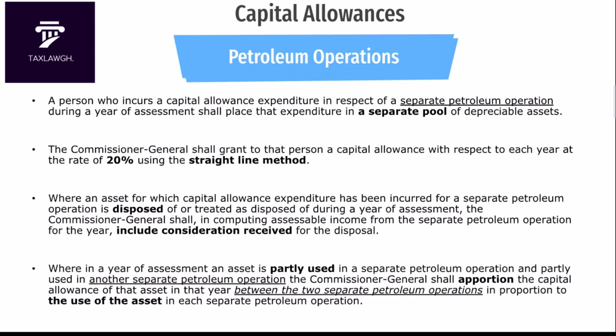Also, we are saying where in a year of assessment an asset is partly used in a separate operation and partly used in another operation, you need to apportion the capital allowance. So if you use a particular machine in oil block A, the same one in oil block B, you need to apportion the capital allowance between this block and this block with respect to the proportion you use in block A and the proportion you use in block B. So if you use it 50-50 in both oil blocks, then you share capital allowance for them 50-50, but use a proportion of usage of the assets in the respective blocks.